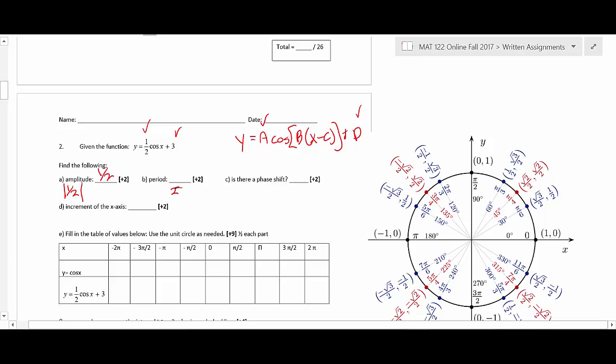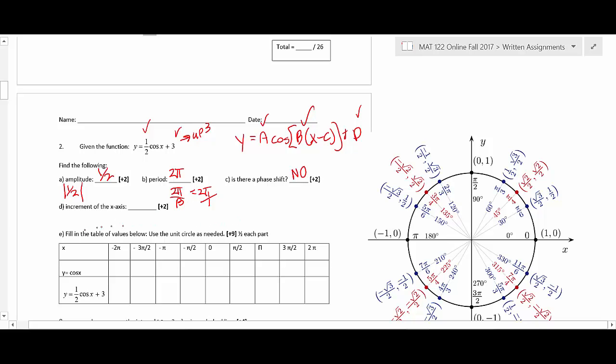The period is 2 pi over b. B is always the number in front of x. In this case, there's a 1 there. So 2 pi over 1 is going to be 2 pi. Okay, phase shift, no, there has to be a number c there. So we do not have a phase shift. Okay, we do have an up. This thing right here is going to take you up 3.